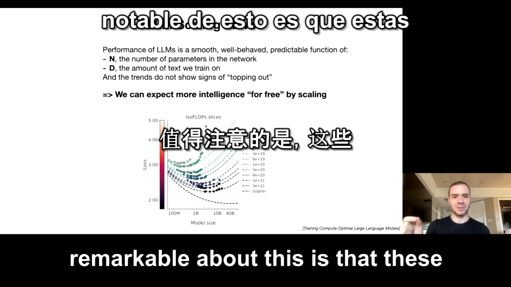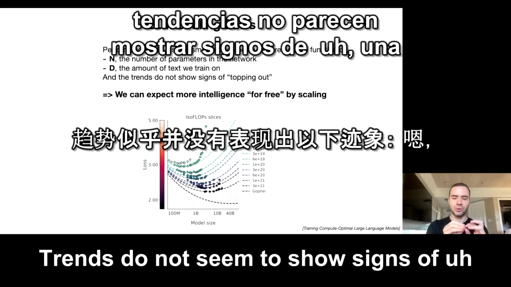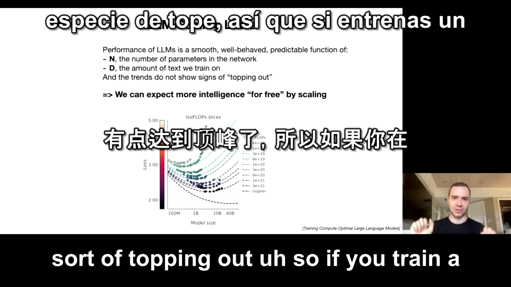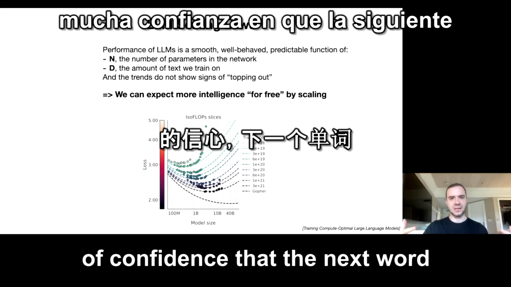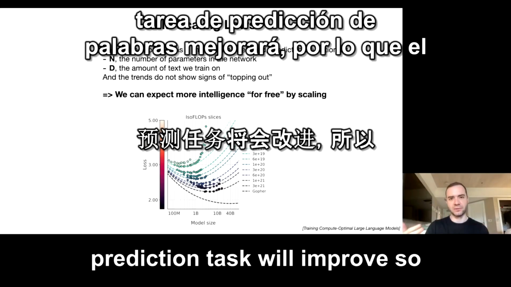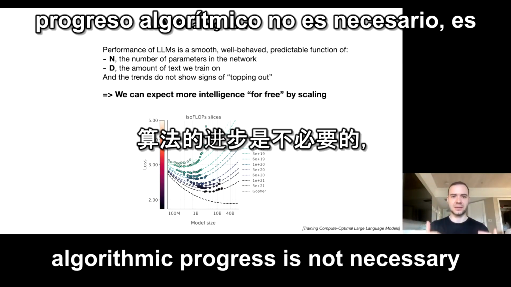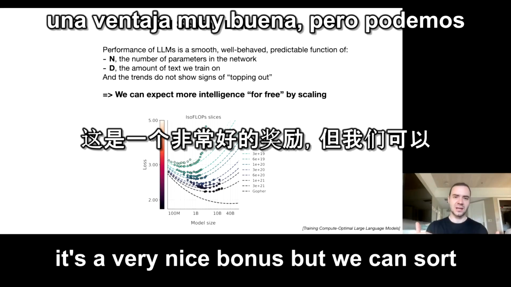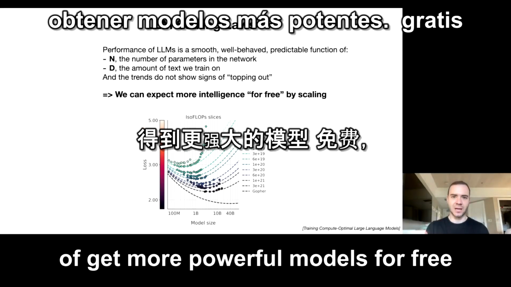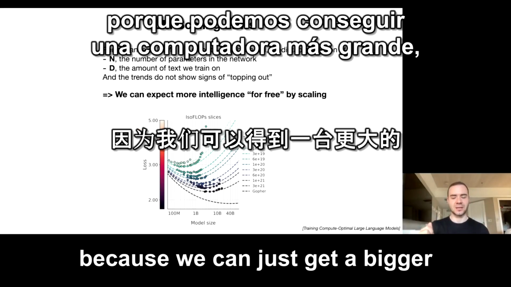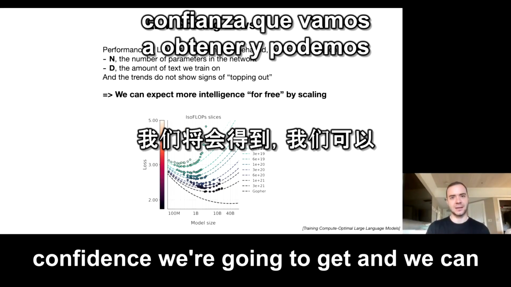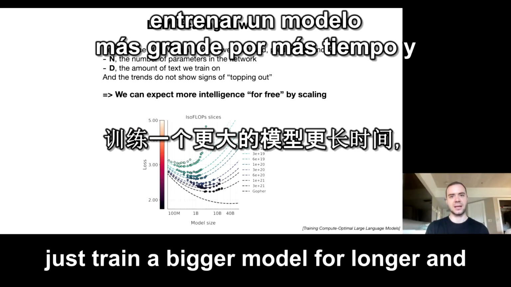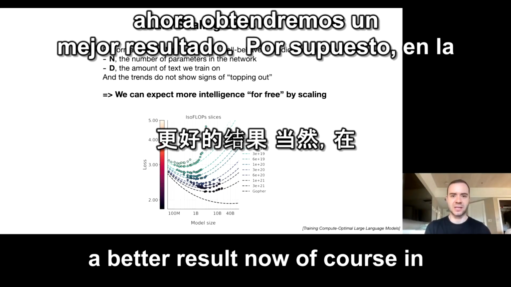And what's remarkable about this is that these trends do not seem to show signs of sort of topping out. So if you train a bigger model on more text, we have a lot of confidence that the next word prediction task will improve. So algorithmic progress is not necessary. It's a very nice bonus, but we can sort of get more powerful models for free because we can just get a bigger computer, which we can say with some confidence we're going to get, and we can just train a bigger model for longer. And we are very confident we're going to get a better result.